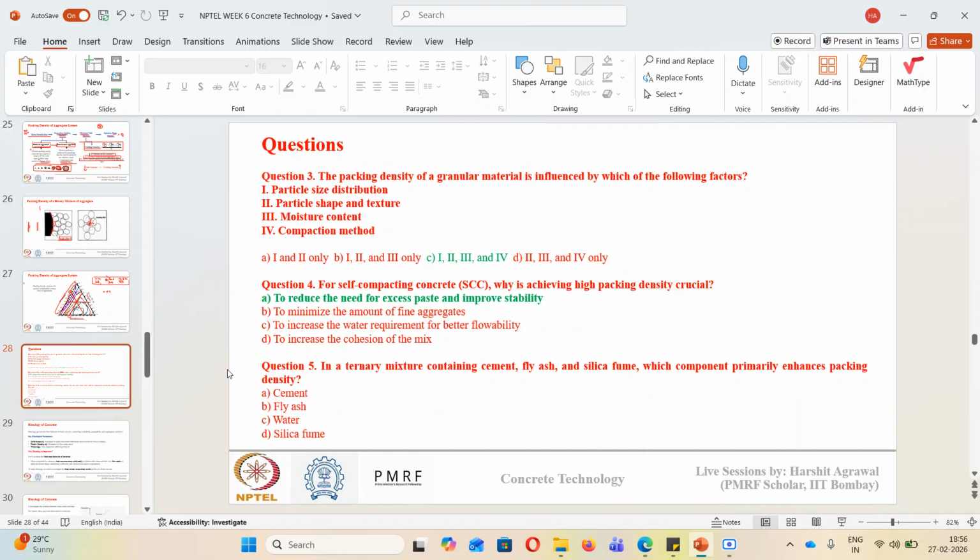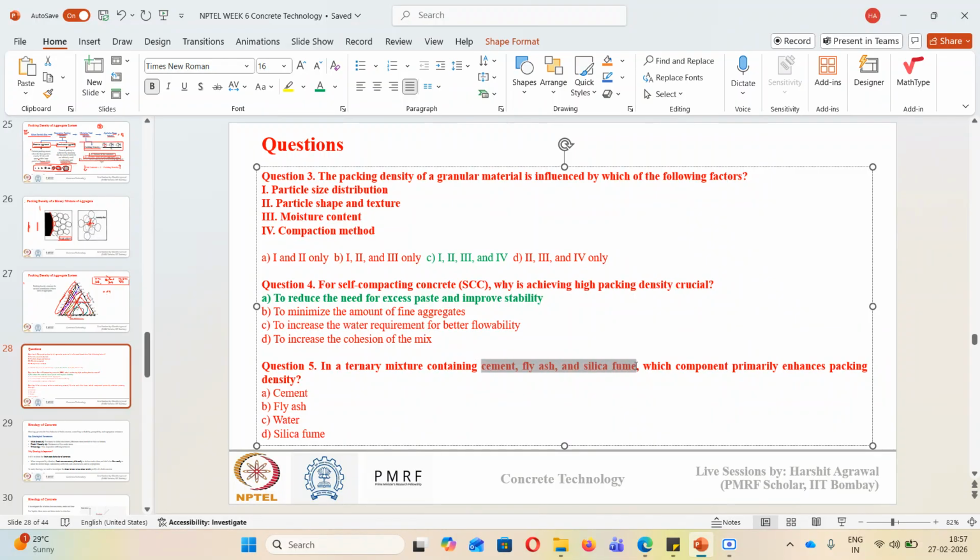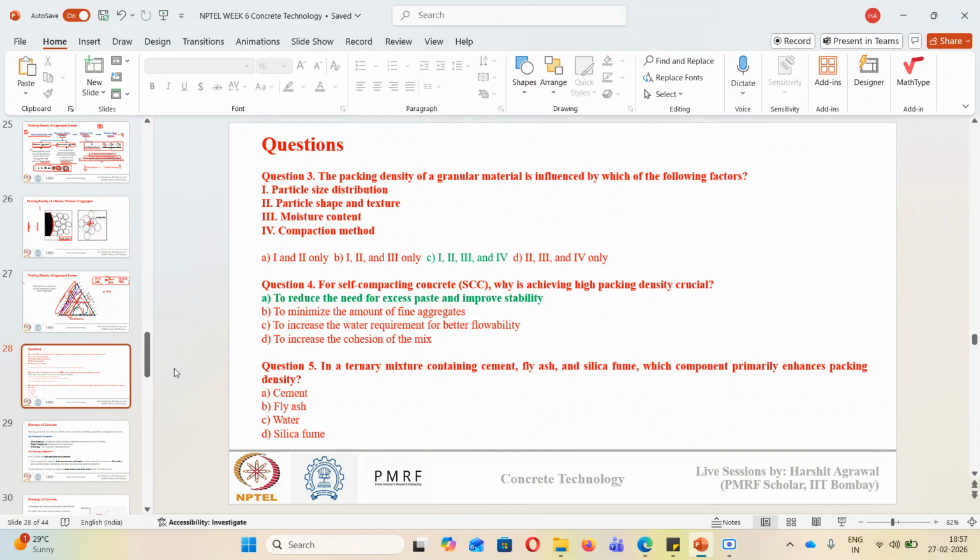Question number 5. In a ternary mixture containing cement, fly ash, and silica fume, which component primarily enhances the packing density? Suppose I am calculating packing density of cement. We know fly ash, silica fume, and cement OPC all have different size ranges. So for them also we can optimize packing density just the way we do for aggregates. So in this ternary system, which component has the major influence on packing density? And whatever your answer, give me the reason also why.